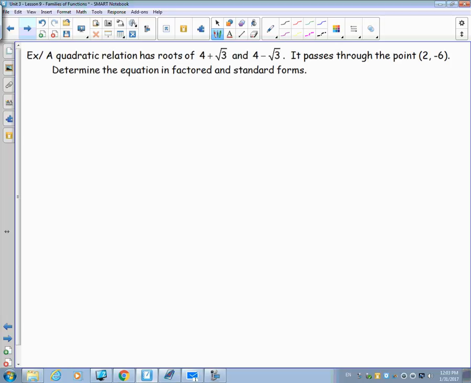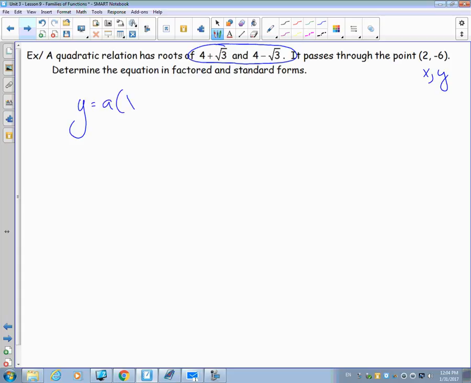Okay, we're going to try a tricky one now. This time, I know my quadratic has roots of 4 plus root 3 and 4 minus root 3. So I've been given information, but I've been given it in an exact form, radical form, if you will. We know roots are also called zeros, which means I can use factored form. I'm given a point. So I'm really given the same information that I was given in the first example, except instead of having nice zeros like negative 4 and 6, I've been given exact zeros that involve radicals. But we can approach this in exactly the same way.